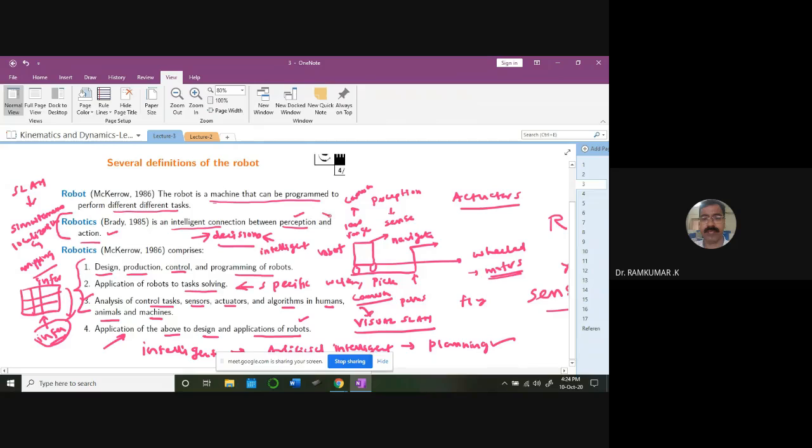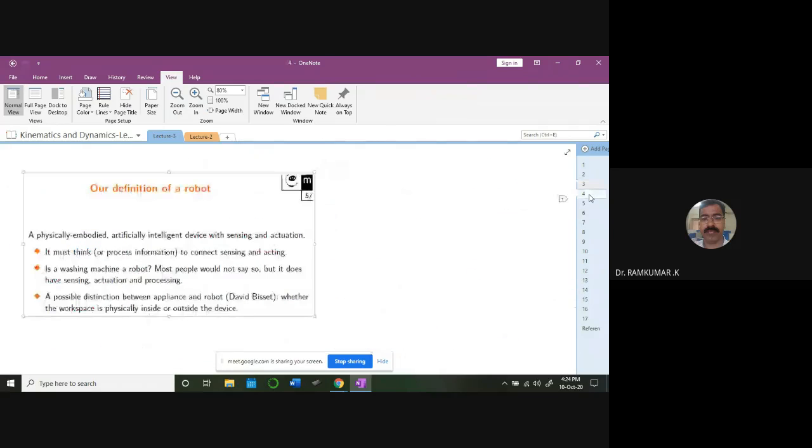My point is, you look at this particular definition. Very interesting. Based on perception, the actions you have to take, intelligently connected perceptions and actions. You perceive the environment and take some intelligent actions. That's the kind of robot we are talking about. So the definition is a physically embodied, artificially intelligent device with sensing and actuation.